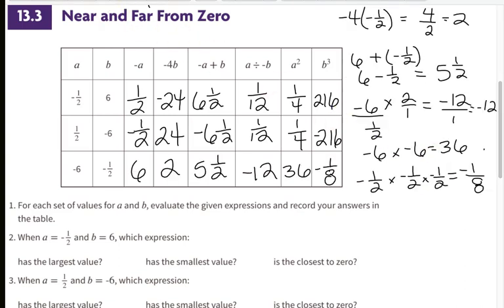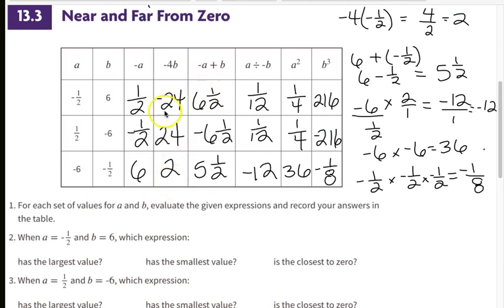Okay, and checking the last row. Opposite of negative 6 is positive 6. Negative 4, I should say, times negative 1/2. Negative 4 times negative 1/2. You could just put 4 over 1 and go 4 times 1 is 4, 1 times 2 is 2. Negative times a negative is a positive, and then 4 divided by 2 is 2. So 2 is the answer here.